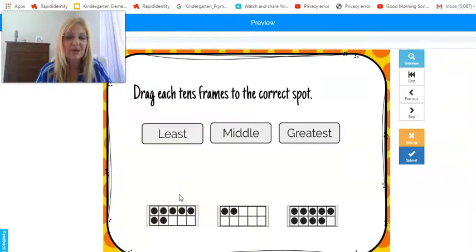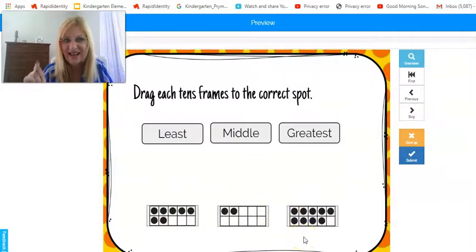Now let's try something a little different. This time, if you look at my screen, I have 10 frames. So we're going to put these 10 frames in order from the least to the greatest, the smallest one to the biggest one. So which one of these shows the least amount? Let's count and see what they are. That's 1, 2, 3, 4, 5, 6, 7. How many's on this one? 2. And how many's on this one?